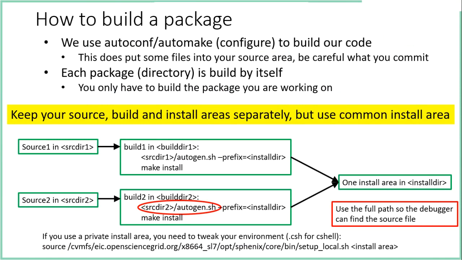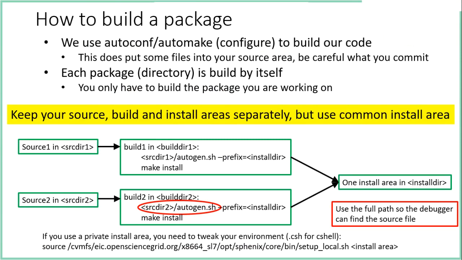As you will see in the examples, I'm using relative paths for the autogen. It's quicker. If you want to use the debugger, you need to use the full path. Otherwise, the debugger can't find the source file. And if you use your install area, then you need to tweak the environment. As I pointed out, you have to call this setup local script. Again, in the examples, we're going to do that.